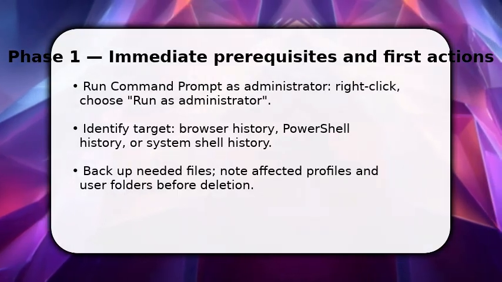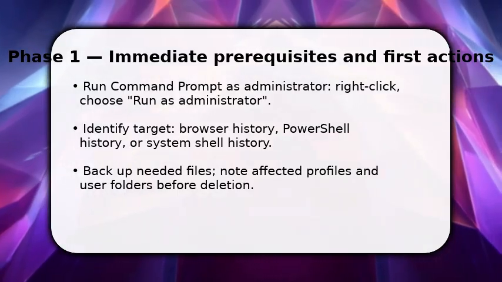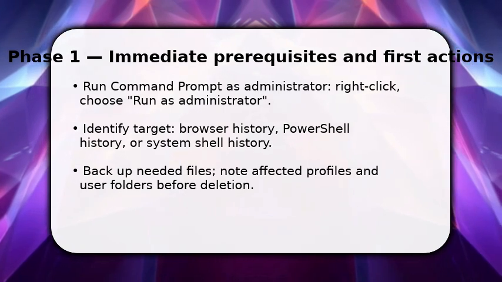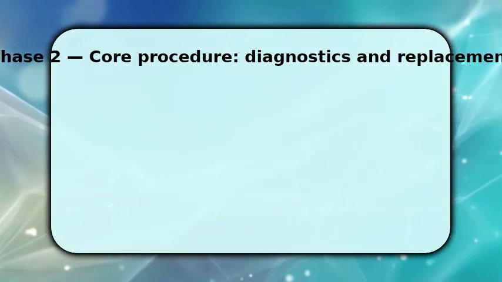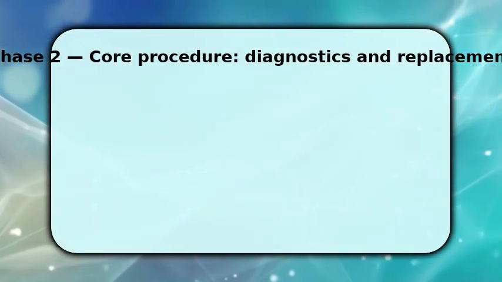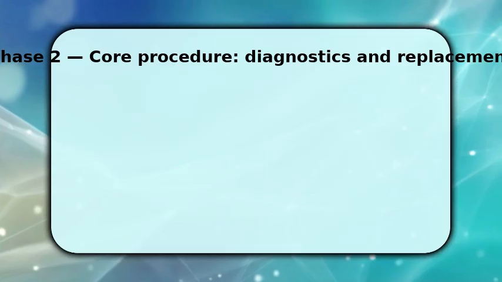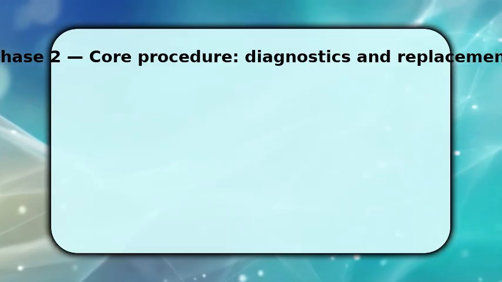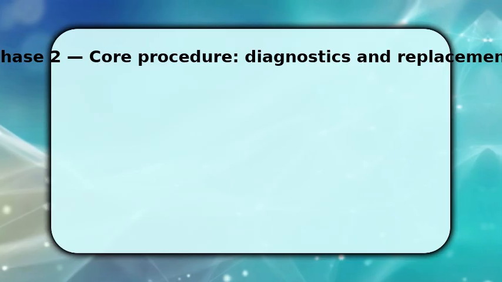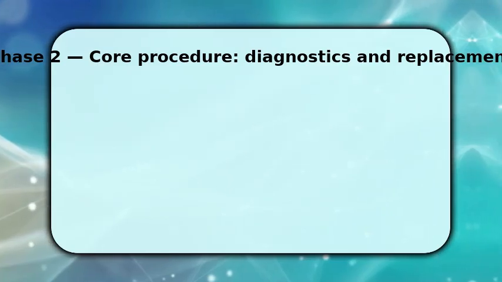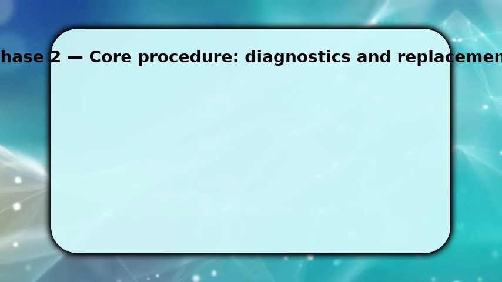Now, change to the target directory and prepare the specific commands we'll run next. Now you run the precise commands. Delete lingering files with del /f /q path\to\file to force quiet removal, and remove folders with rmdir /s /q path\to\folder. Use those carefully.